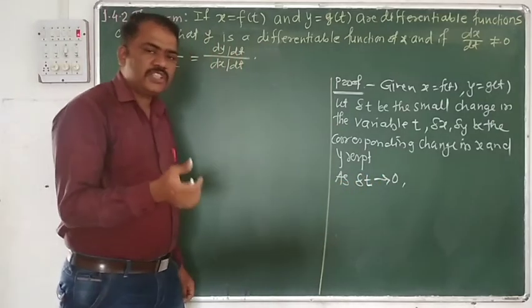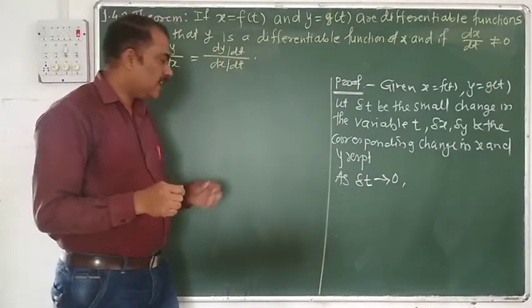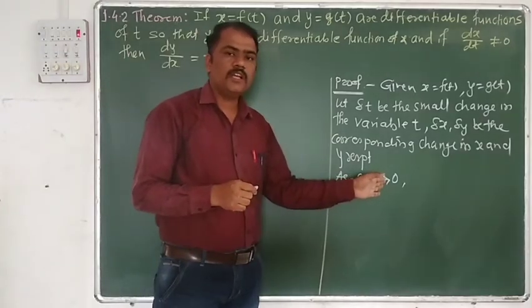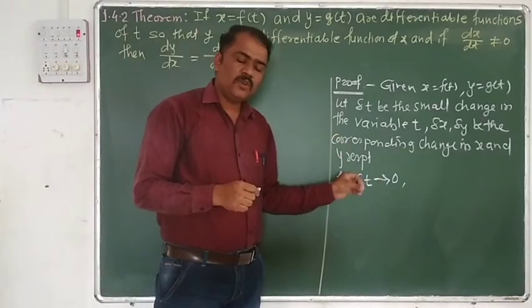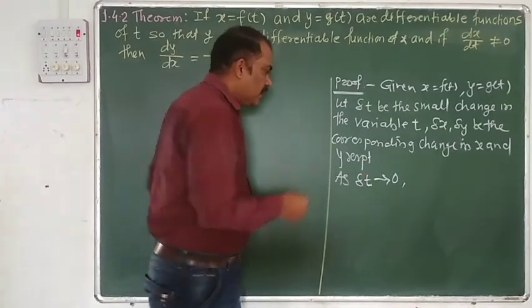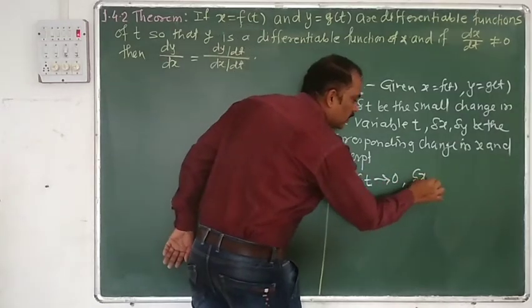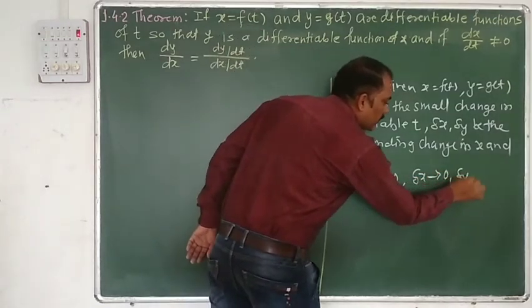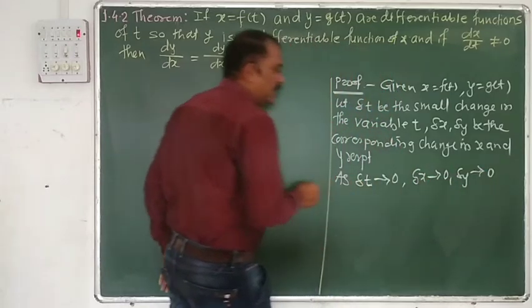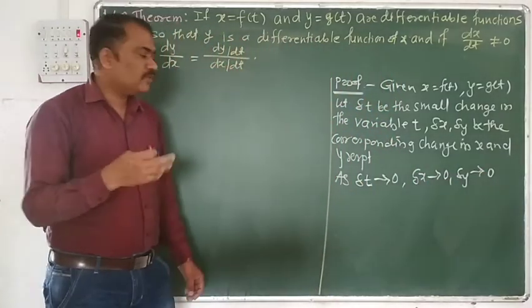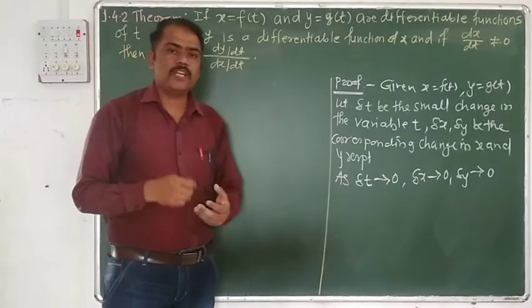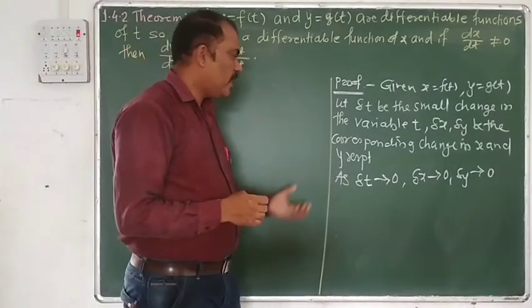It means there is no change, or whatever the change in t, that change goes toward 0. That means there is no change in the independent variable, so there must be no change in the dependent variable. That is, as delta t tends to 0, delta x also tends to 0, and delta y also tends to 0.